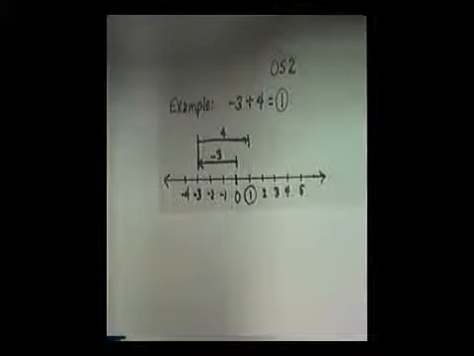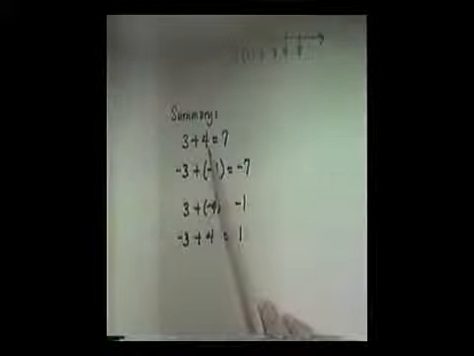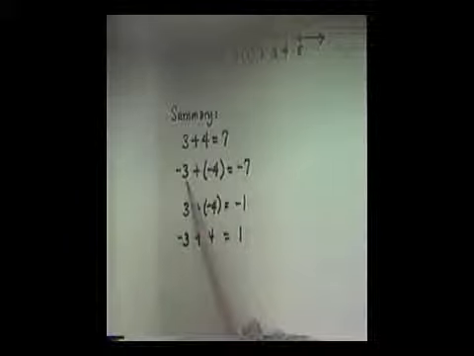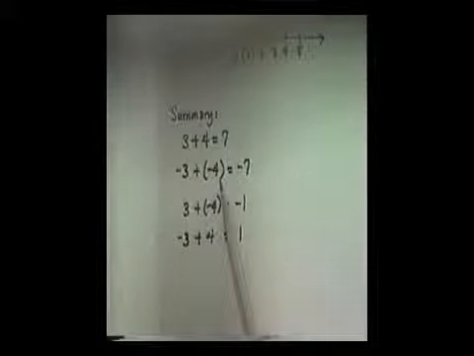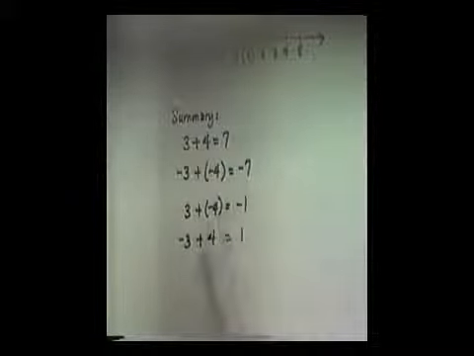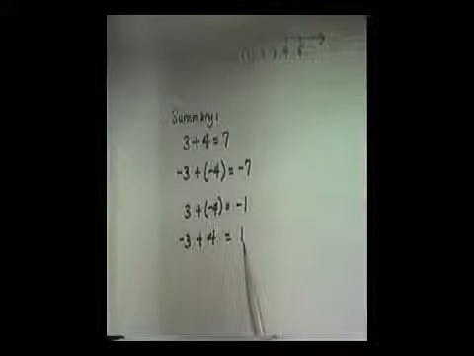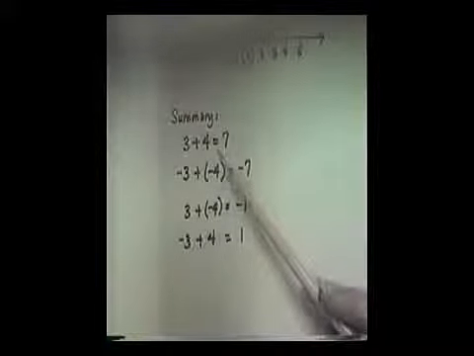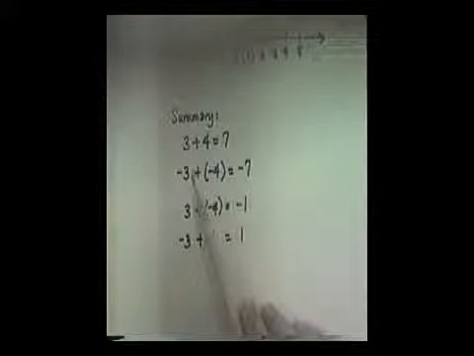Now, I've gone through these rather quickly, so let's look at a summary. The summary is 3 plus 4 is 7. Negative 3 plus negative 4 is negative 7. 3 plus negative 4 is negative 1, and negative 3 plus 4 is 1. Notice that when you add these combinations, one of two things happens.